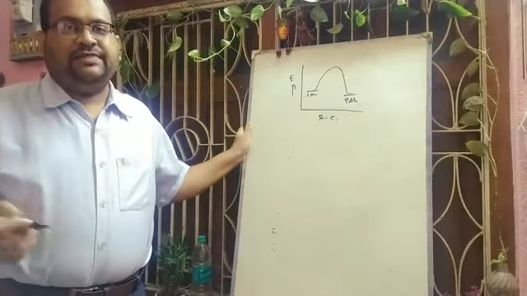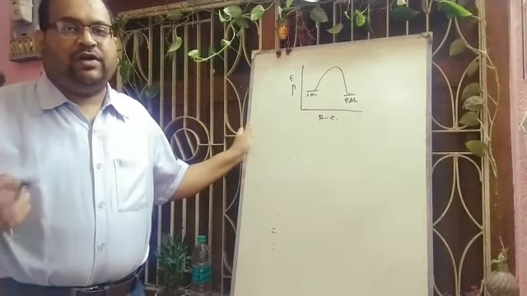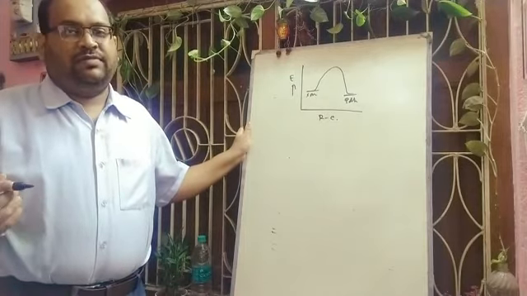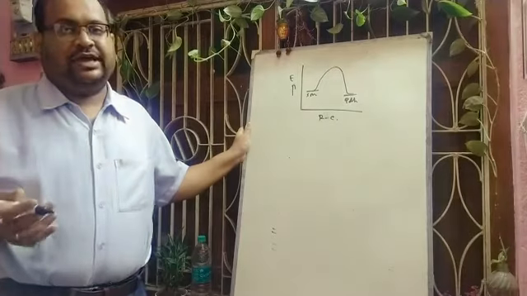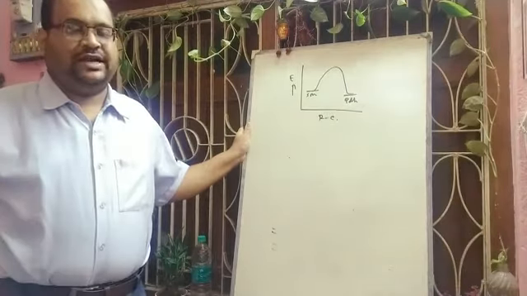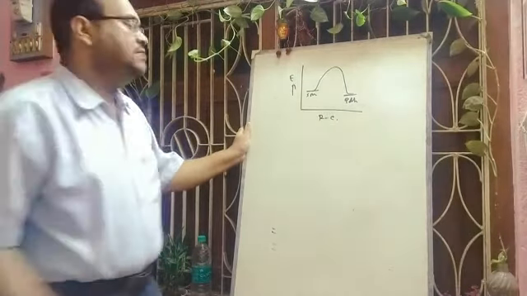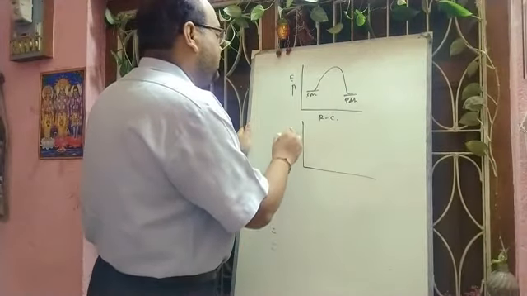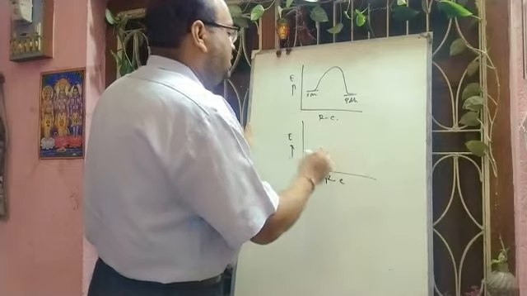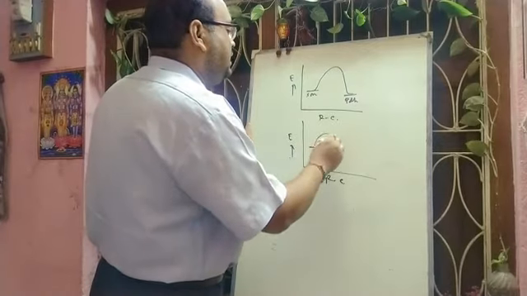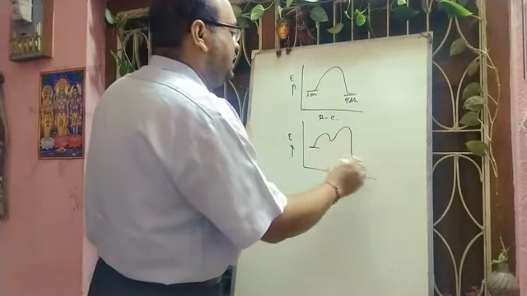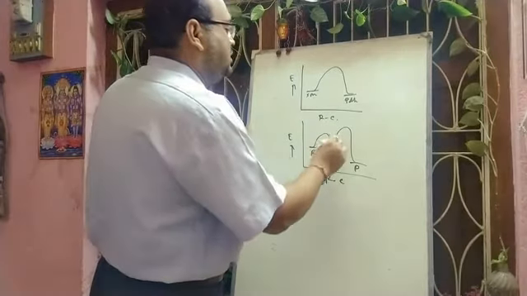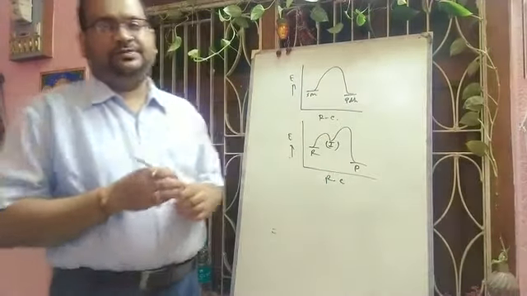And a reaction mechanism which proceeds through the formation of an intermediate before the products form is called the non-concerted mechanism. Definitely in case of non-concerted mechanism there will be some intermediate. So in this case this is the energy and this is the reaction coordinate. So you will get an intermediate like this. This is the reactant and this is the product. So this one is the intermediate. So definitely there will be an intermediate.